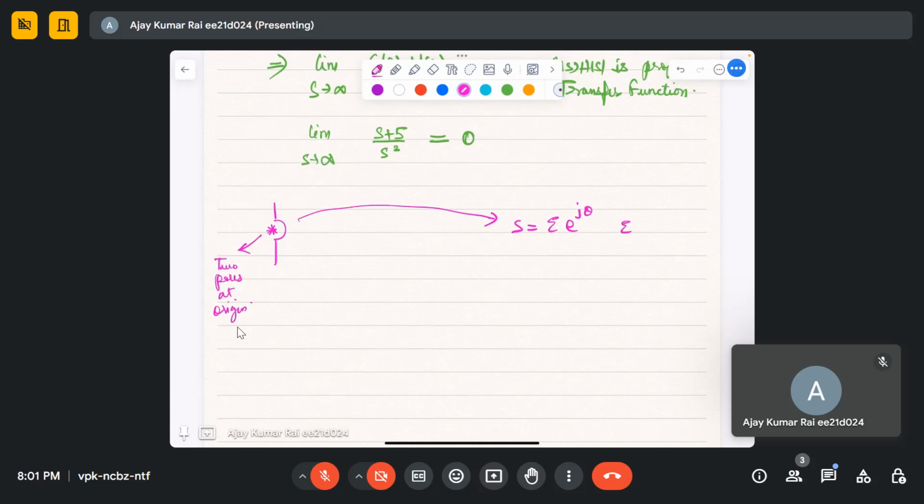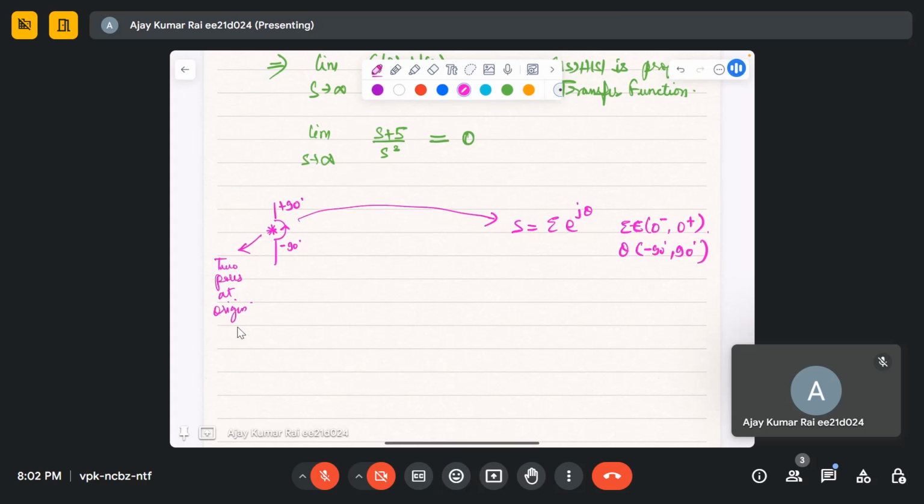And we have taken a small semicircle like this, where it's very small, from 0 minus to 0 plus. And this is from minus 90 to 90. So we are going anti-clockwise, so θ is from minus 90 to 90.